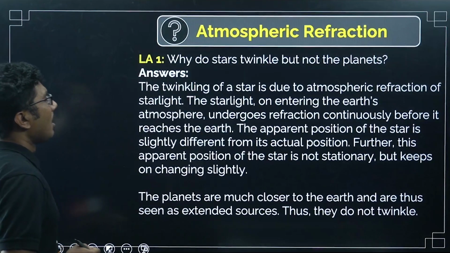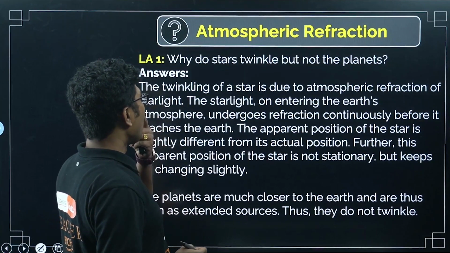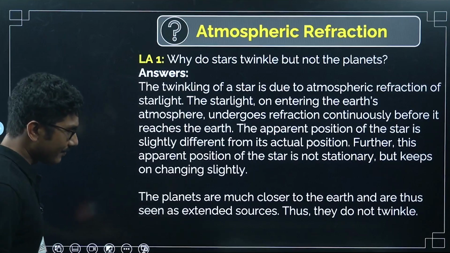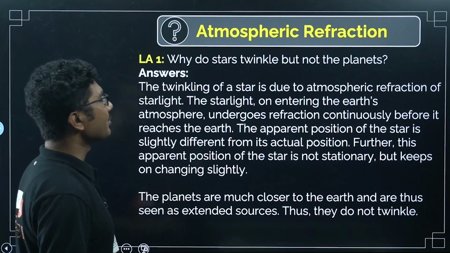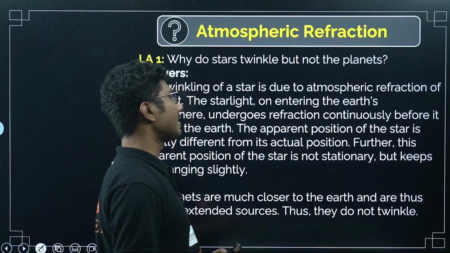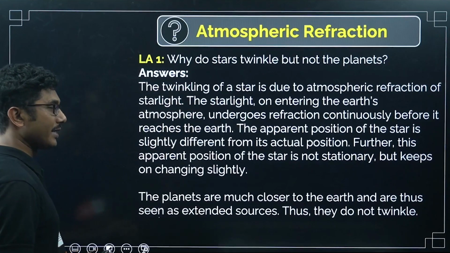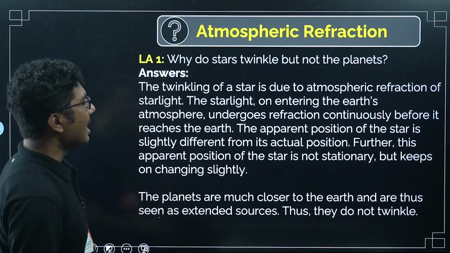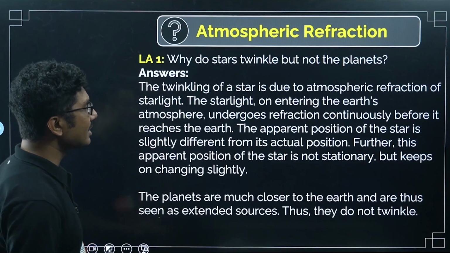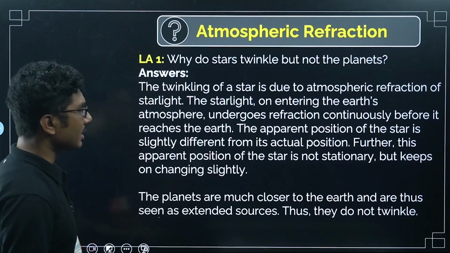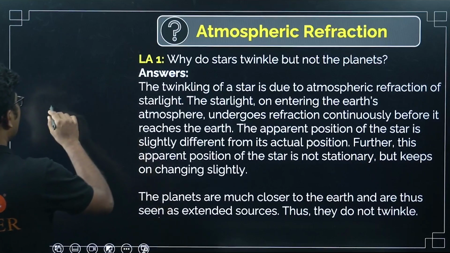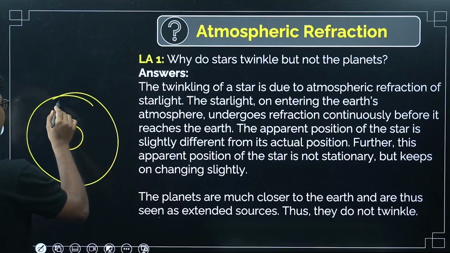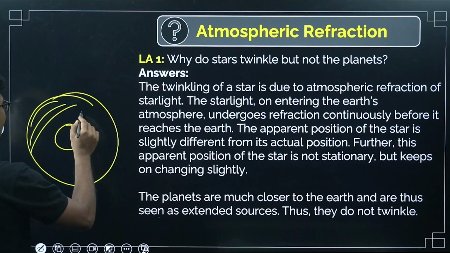Now, another question. Why do stars twinkle but not the planets? Another very important question. The twinkling of stars is due to the atmospheric refraction of starlight. The starlight on entering the Earth's atmosphere undergoes refraction continuously before it reaches Earth. So what is happening? You can consider our atmosphere. Suppose this is our Earth, and the atmosphere basically consists of different layers of air.